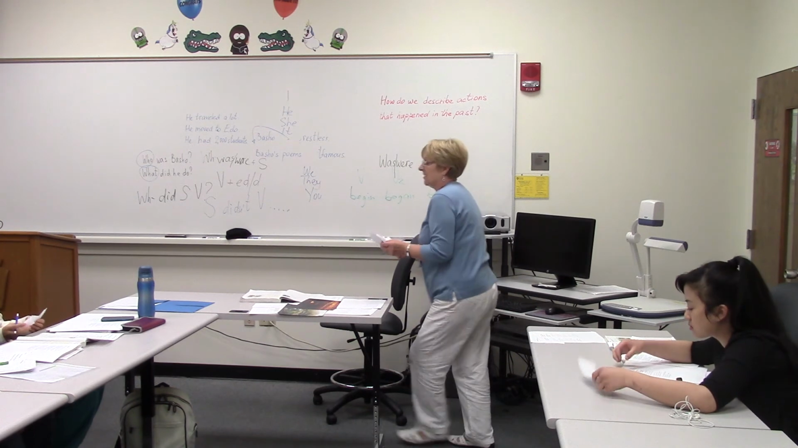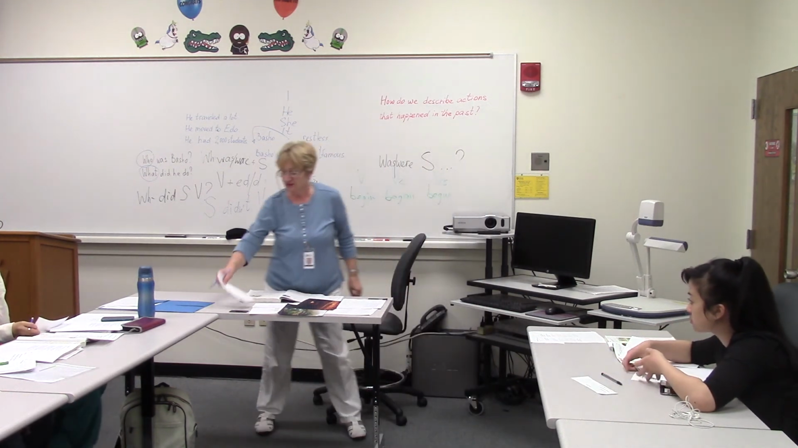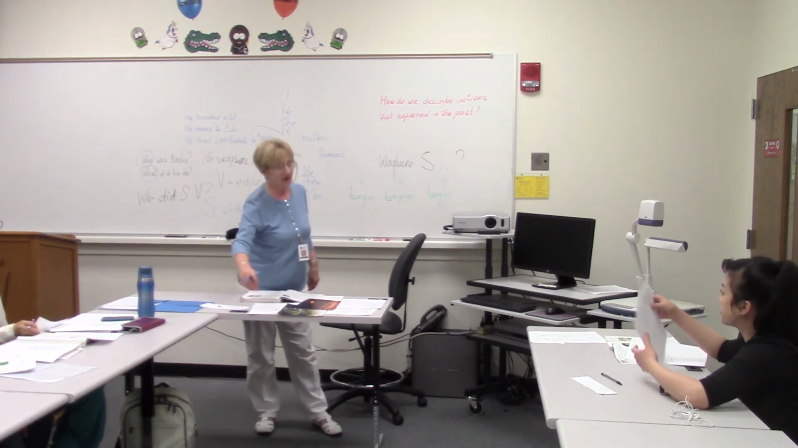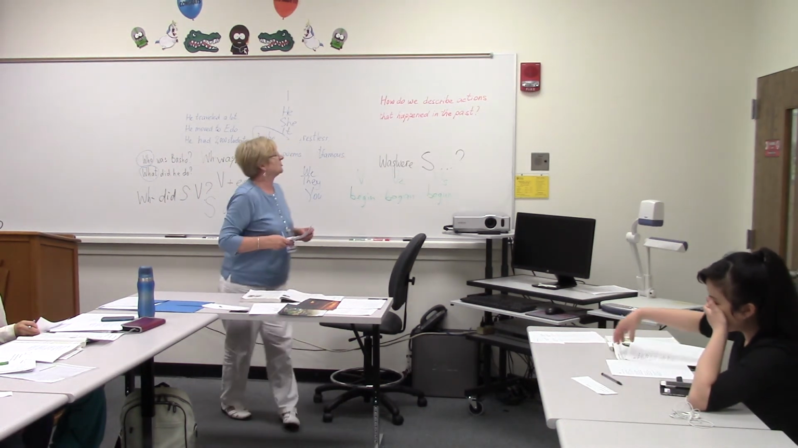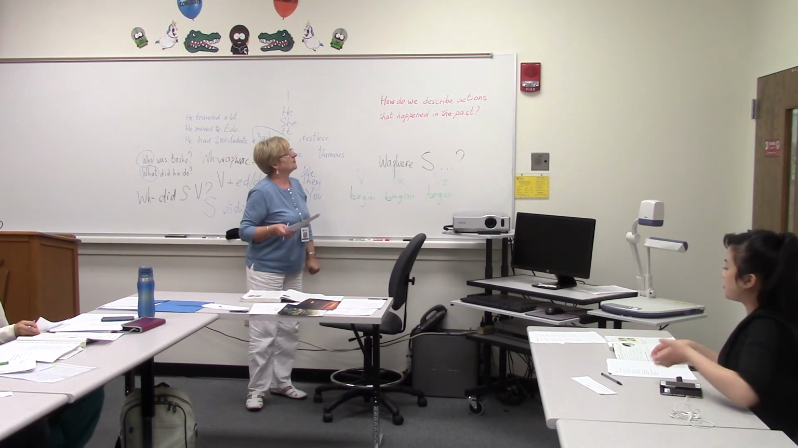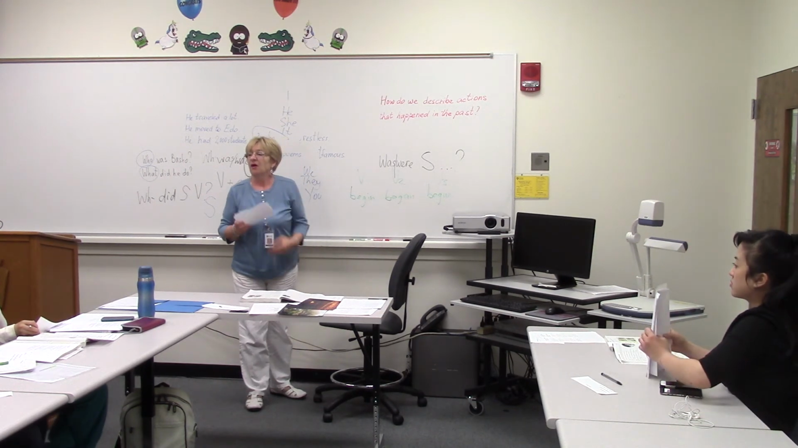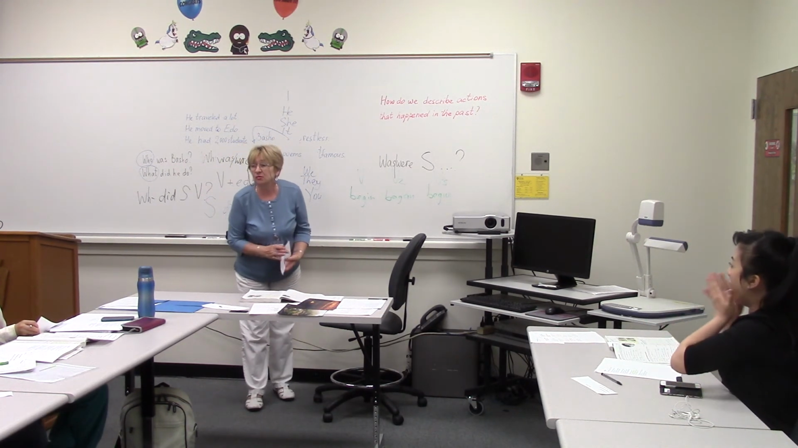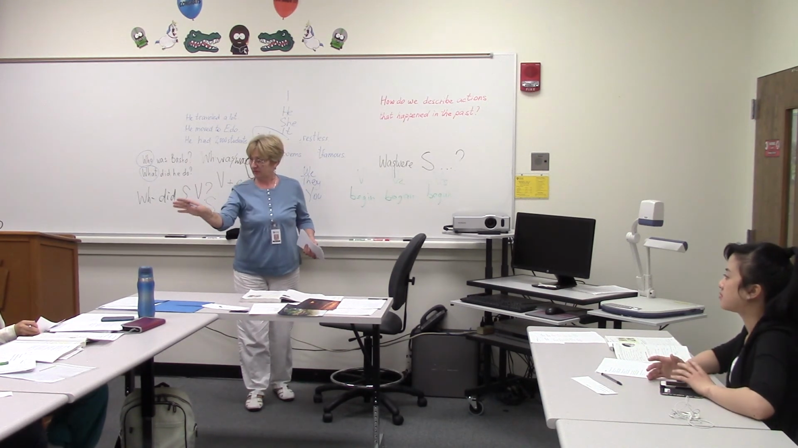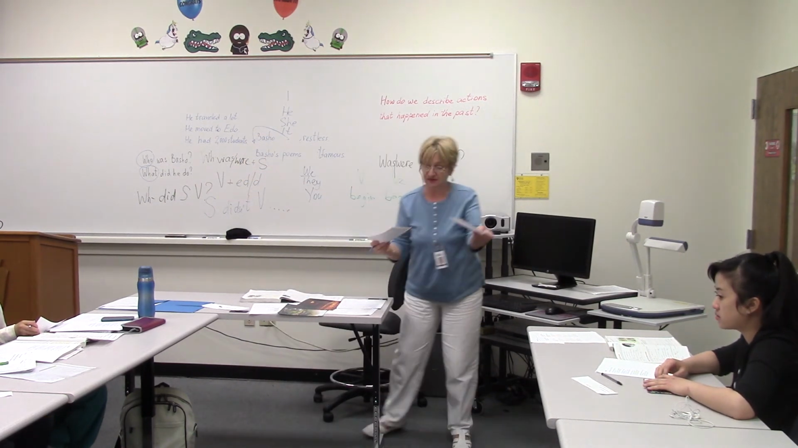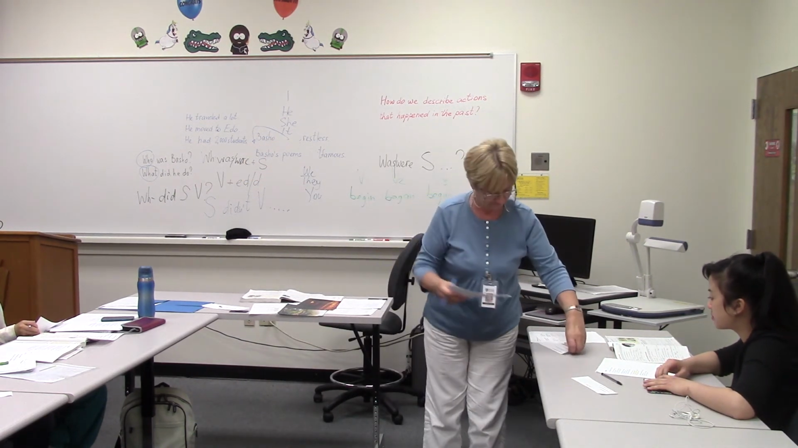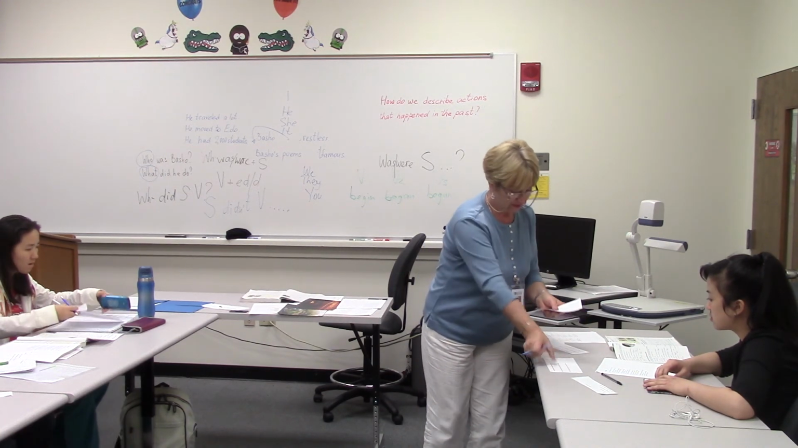All right. Okay, and to summarize the lesson, how can you answer the question? How do we describe actions that happened in the past? What form of verbs do we use? Simple past. Okay, now you have all the verbs in simple past.